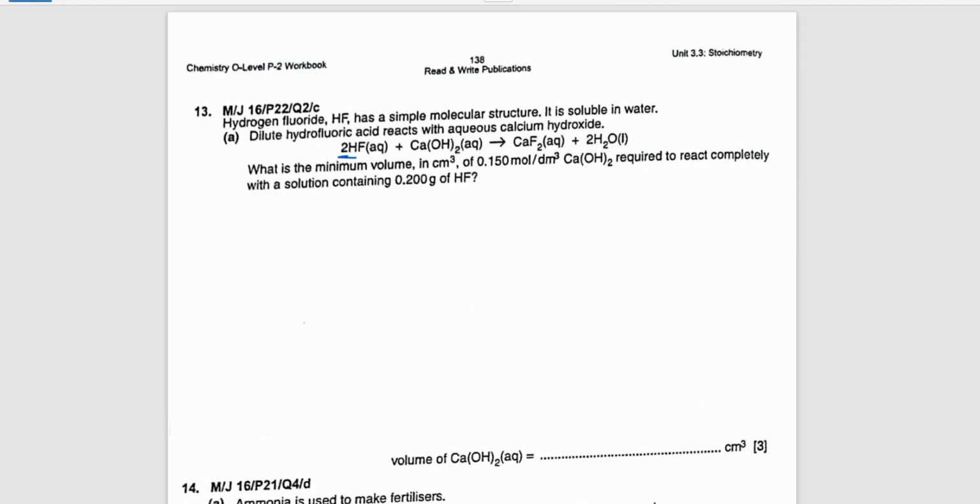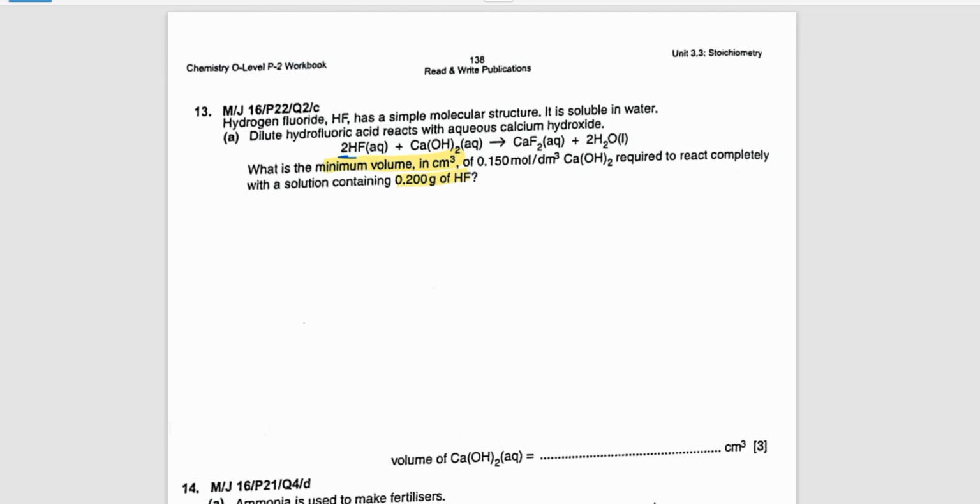So what is the minimum volume in cm³? It is asking for the volume in cm³ of 0.150 mole per dm³ of calcium hydroxide required to react completely with the solution containing 0.200 gram of HF. This is all about Ca(OH)2 with the HF. Next, note that it has no concern with the product. Reactants can also be compared with the reactants in the balanced chemical equation.